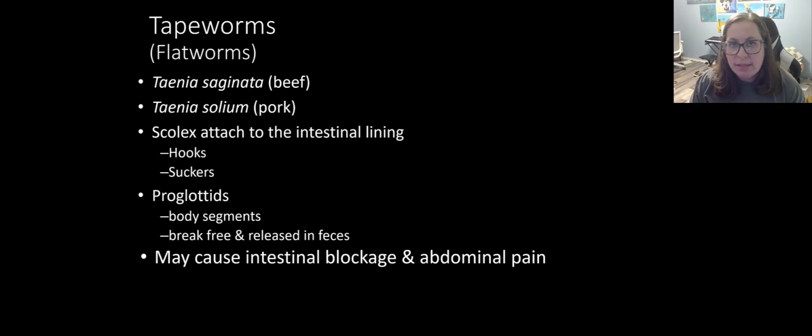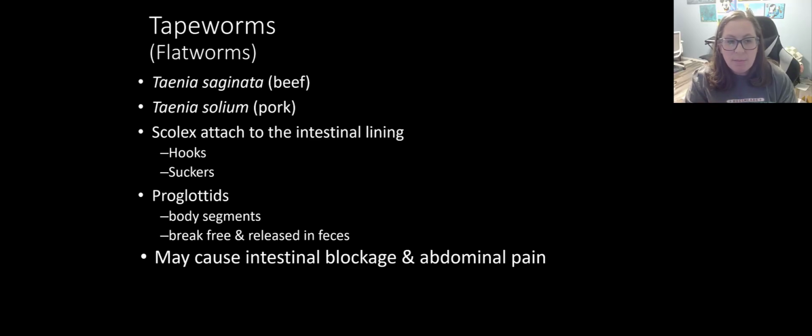Now, one thing to note about tapeworms is they have some distinct structures. They have what we call the scolex, which is their head. This head region is going to attach to the intestinal lining because it has two features that allow it to do this. It has hooks and it has suckers, and we're going to see a close-up look at its head in just a minute. The other main structure that's part of these flatworms are what we call proglottids. Proglottids are their body segments, and there are going to be hundreds of these. Each one of these body segments can break off, be released through the feces, and grow into a whole other tapeworm.